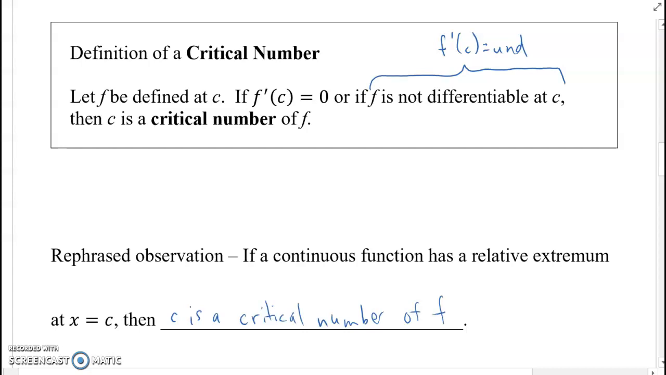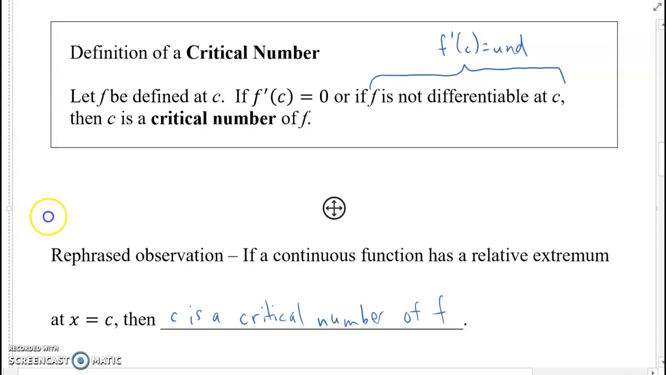So extrema are considered to be important points. In fact, some may say critical points. So critical numbers are important in finding critical values, namely the extrema of the function. So let's take a look at this if-then statement. If a continuous function has a relative minimum at x equals c, then c is a critical number of f.